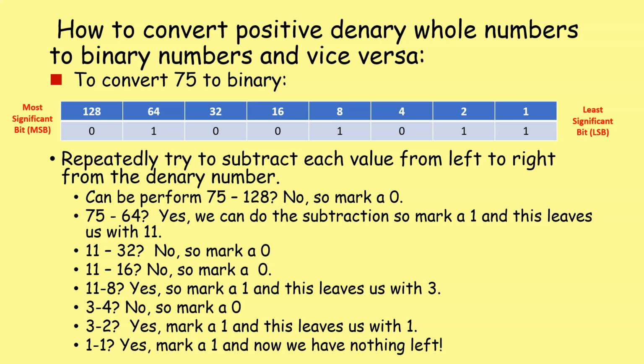Can we do 1 minus 1? Yes. We mark that as a 1, and now we have nothing left, so we've finished our calculation. And that leaves us with the answer 01001011. Of course, we could do a double check on that, couldn't we? We could say 64 plus 8 plus 2 plus 1. What does that equal? That equals 75. I can double check it and make sure I've got the right answer.